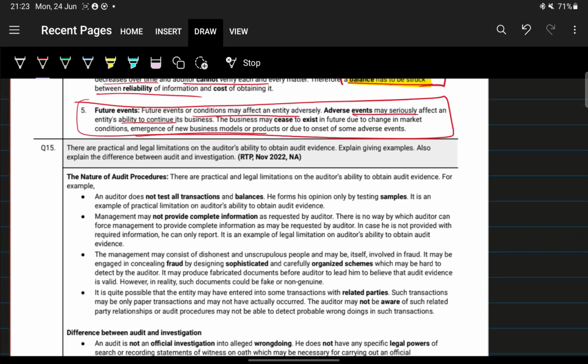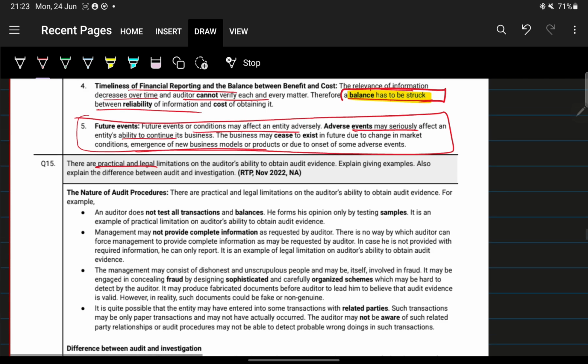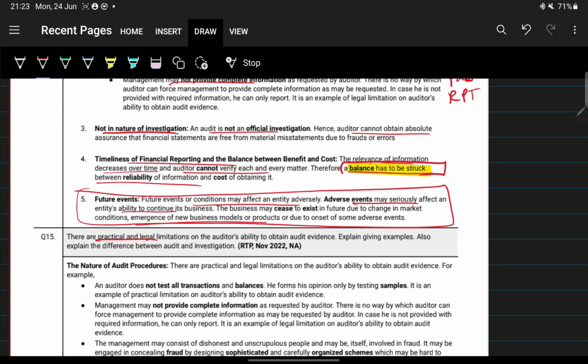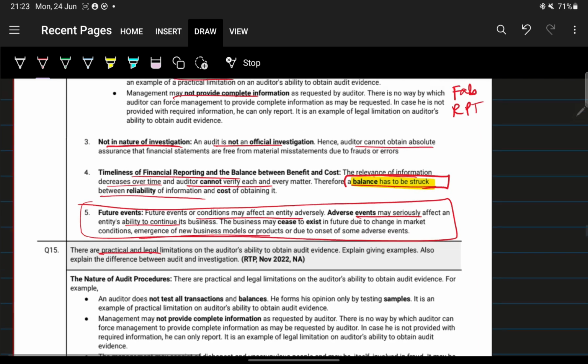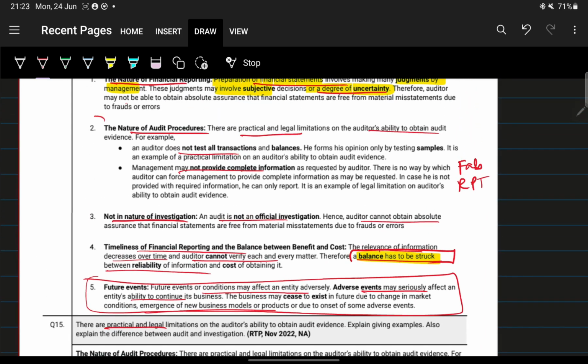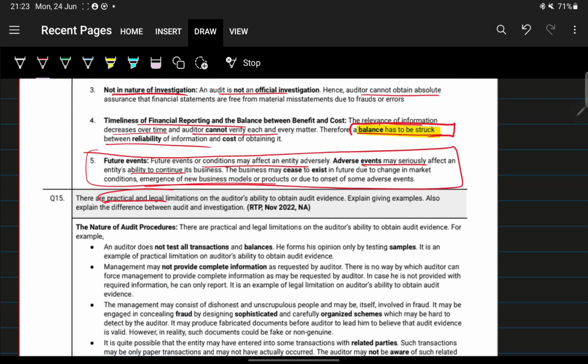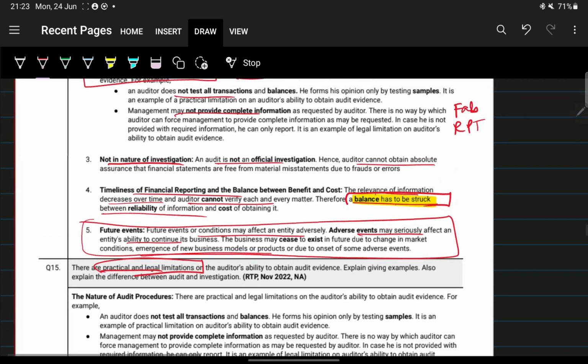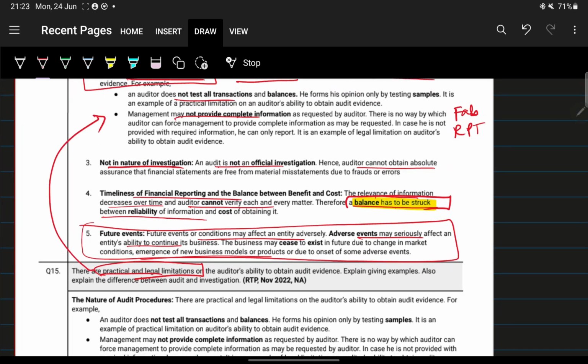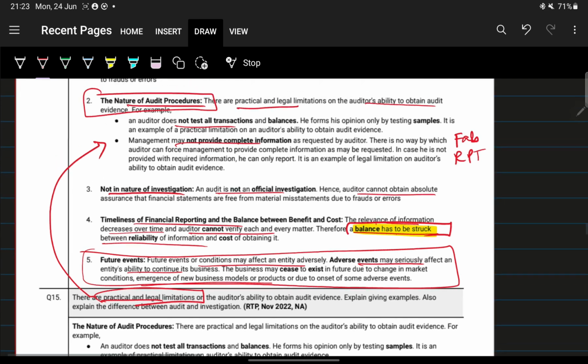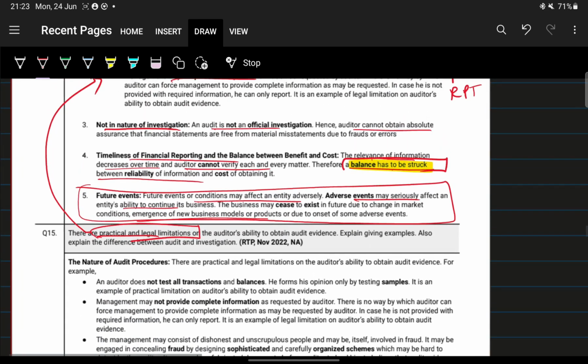Okay, next, there are practical and legal limitations. Basically, I think this was in the ICAI material also. I've covered this. Okay, never mind. You just have to write the nature of audit procedures. So you have to remember that practical and legal limitations come under the nature of audit procedures, right? And then you have to ensure that you've written all the audit procedures, or rather the inherent limitations relating to the nature of audit procedures.